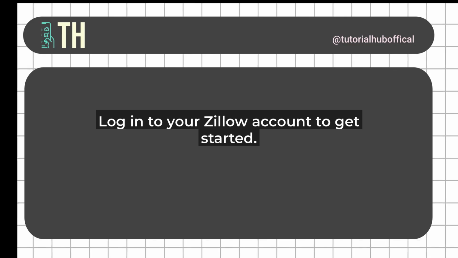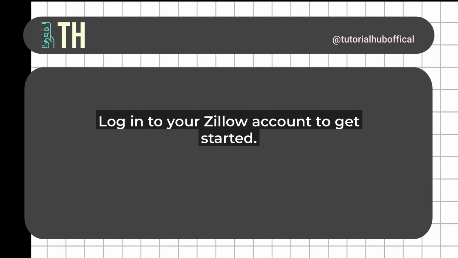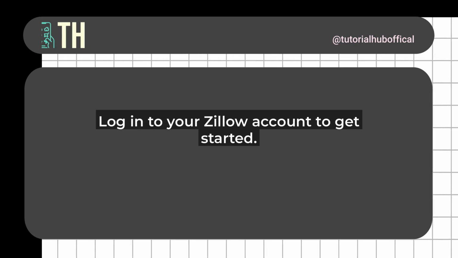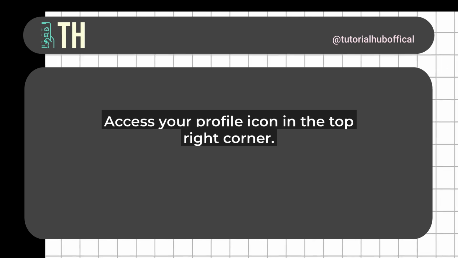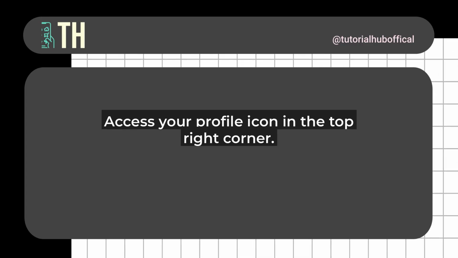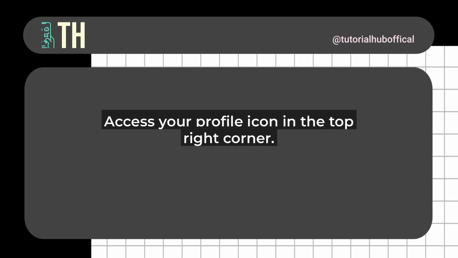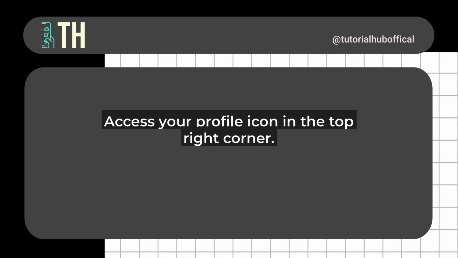Let's jump right in. First things first, make sure you're logged into your Zillow account. Head over to Zillow.com and enter your current email and password. Once you're in, look for your profile icon. It's usually in the top right corner, maybe a little picture or your initials. Click on that to open your account menu.